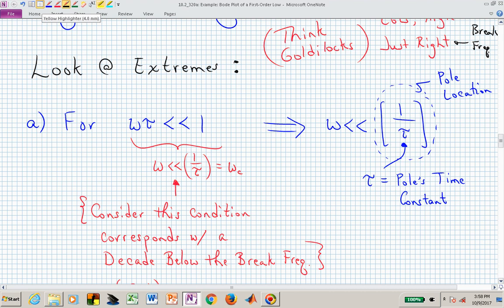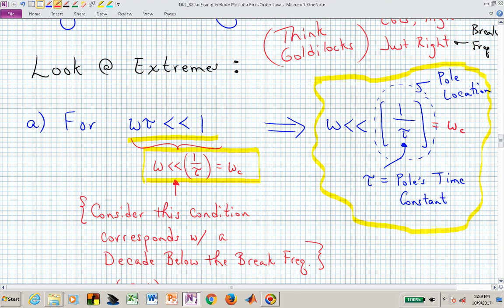written another way, we've looked at this expression, omega tau much less than 1. That's really just the imaginary component. When is that much less than the real component? We can divide both sides through by tau, and we now see this relationship. Tau is the pole's time constant, so 1 over tau is just the pole. I hope that's clear. This 1 over tau is just omega sub c. So what do we mean?